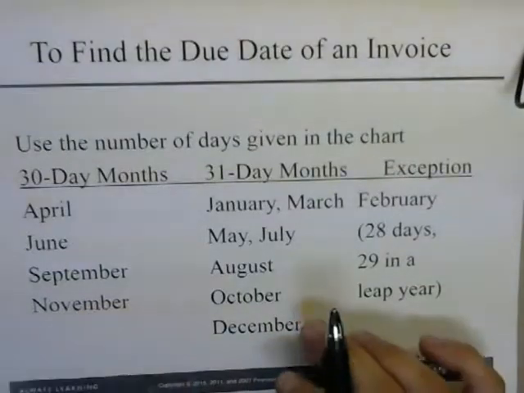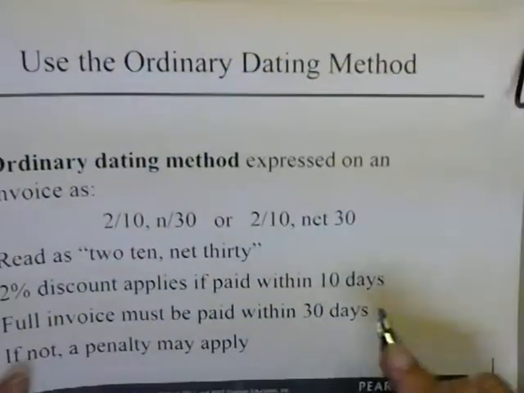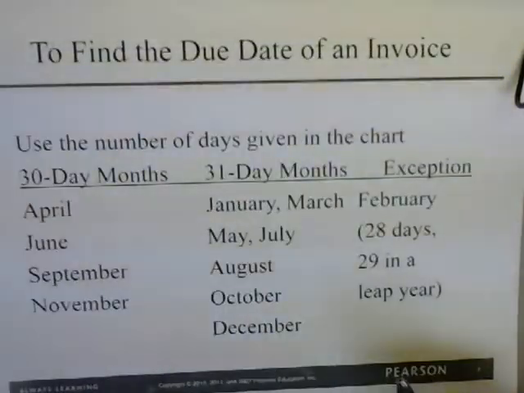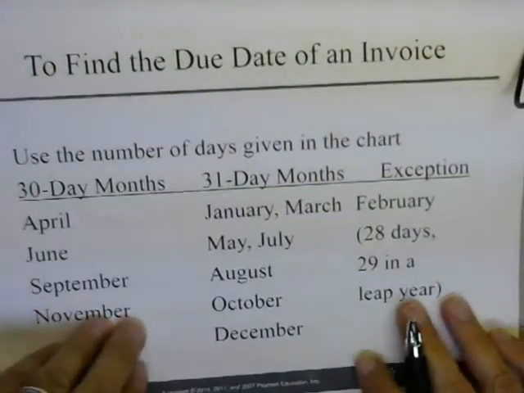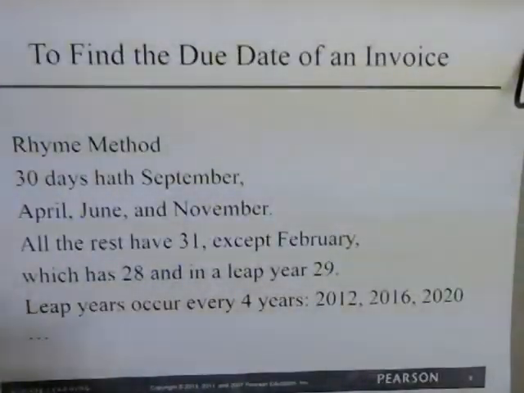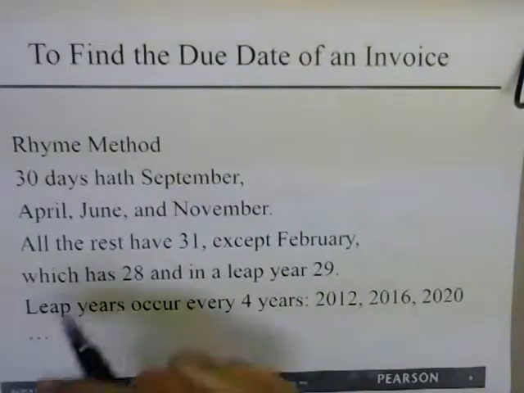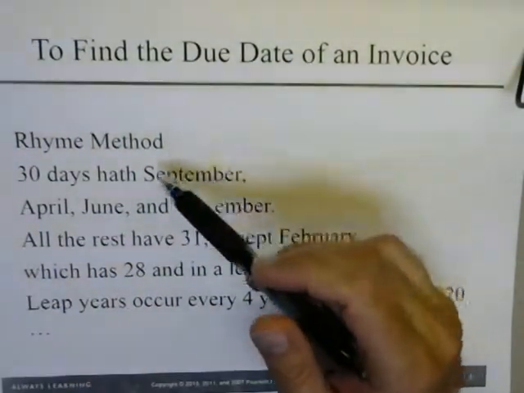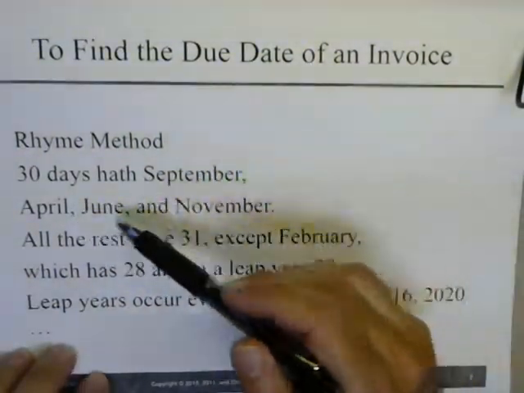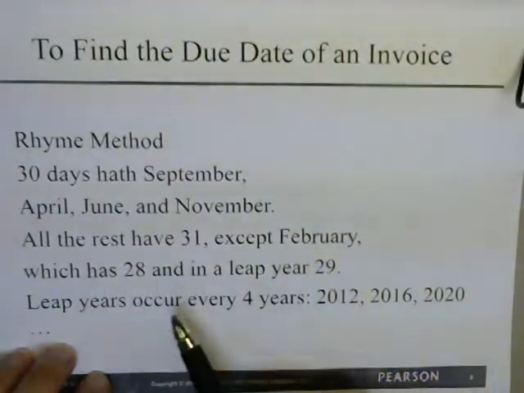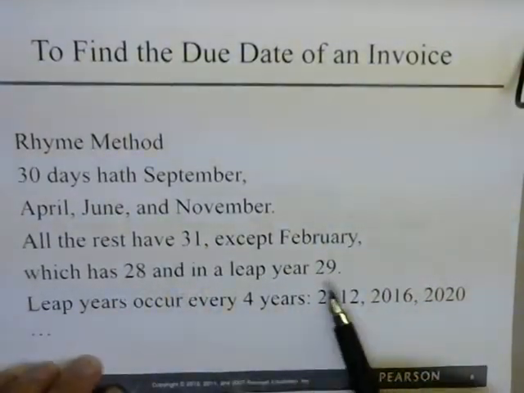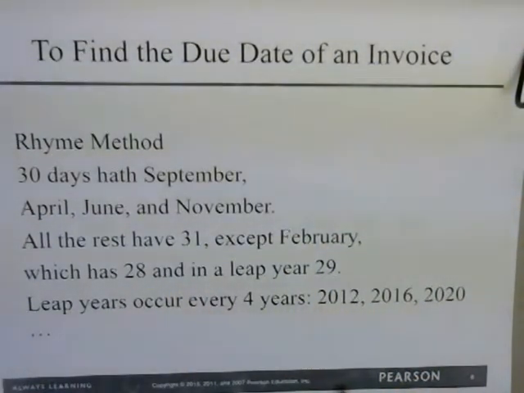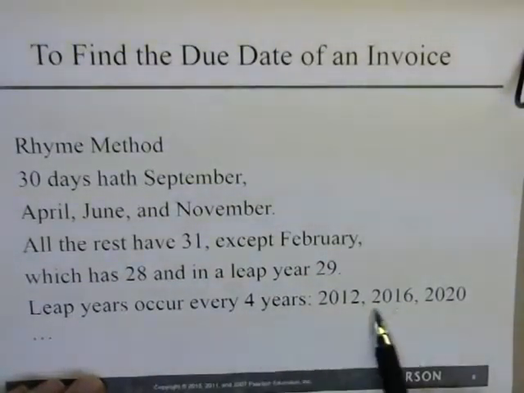So that might be something that you'll have to calculate. What is 30 days from the date that you've got? It'll depend on the number of days in the month and when the invoice is sent and when you receive it. Like I said, one way you can remember that is, 30 days has September, April, June, and November. All the rest have 31 except for February, which stands alone with 28, and in a leap year 29. Remember, a leap year occurs every 4 years.